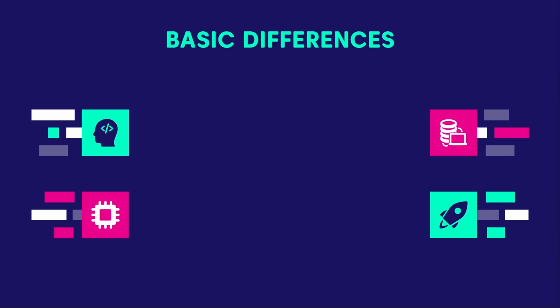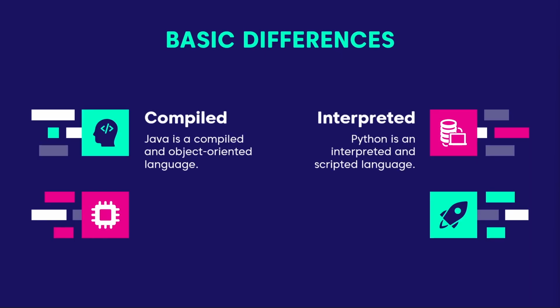So first of all, the key differences. Now Java is a compiled language, so its code is directly converted into machine code that the processor can then execute. On the other hand, however, Python is an interpreted language, hence the interpreter needs to run through a program line by line in order to execute each of the commands.